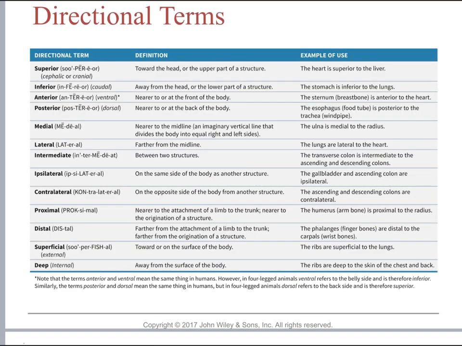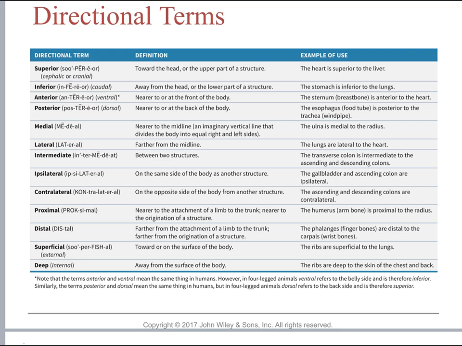This table goes through all our directional terms. We've covered most of them. There's a few more we're going to look at. Ipsilateral and contralateral. Ipsilateral is used when we're talking about structures on the same side of the body. Contralateral is going to be used for opposite sides of the body. We're going to refer back to this terminology when we get to reflexes. Reflex that happens on the same side versus the opposite side.